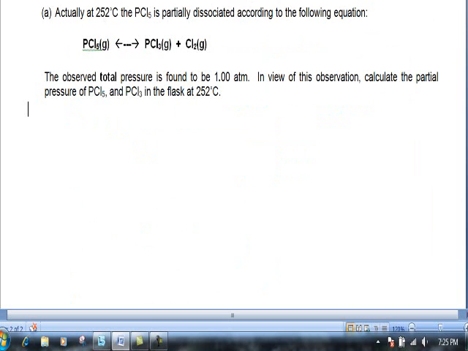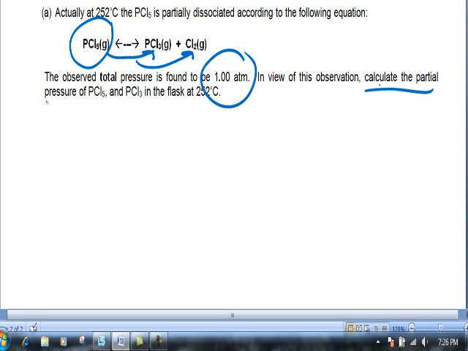In the flask, the PCl5 will now start to undergo a reaction. It's going to form PCl3 and also some chlorine. What we know is that once the reaction is complete, the total pressure in the flask is going to be 1 atmosphere. This will allow us to determine the partial pressures of each of the gases that are present in the flask.